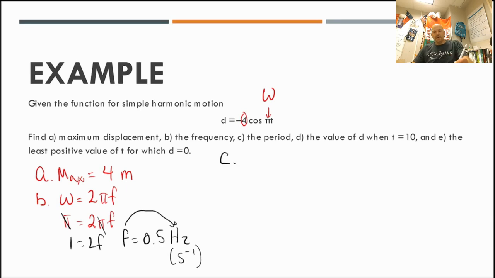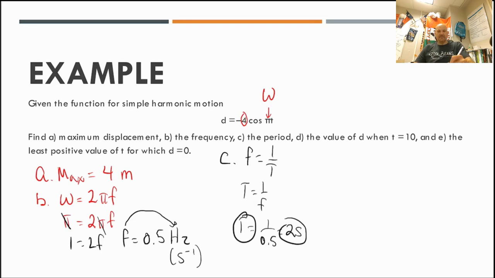Part C says find the period. So we know frequency and period have an inverse relationship. And so what we're going to say is T equals 1 over f. Well, that's going to be T equals 1 divided by 0.5, which is 2 seconds. And remember, period is a specific time, so the unit would be seconds.